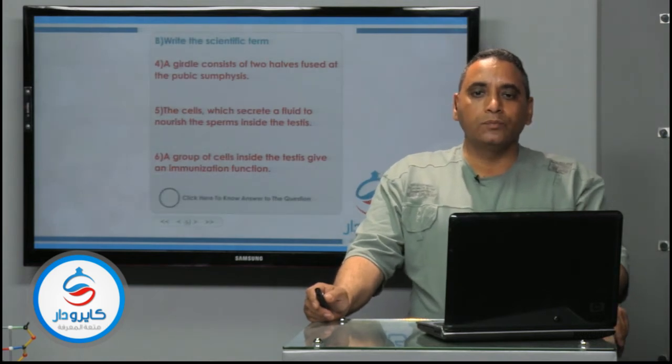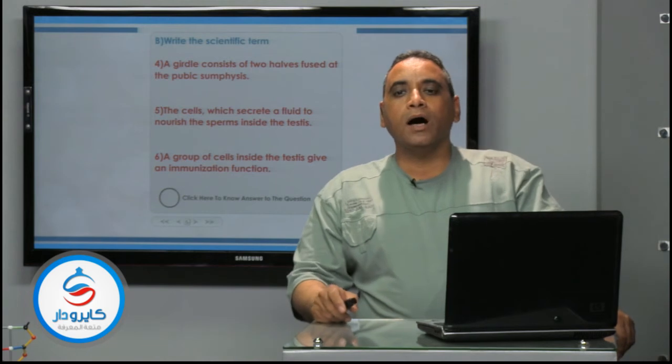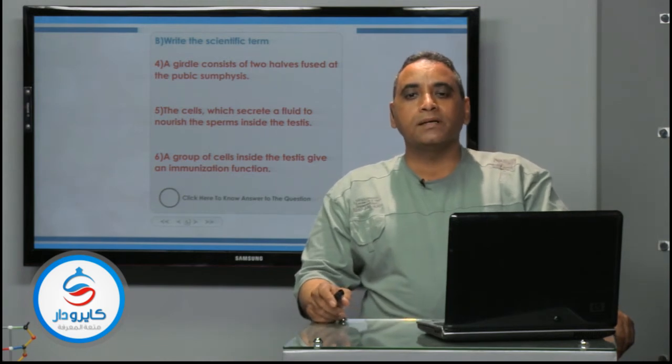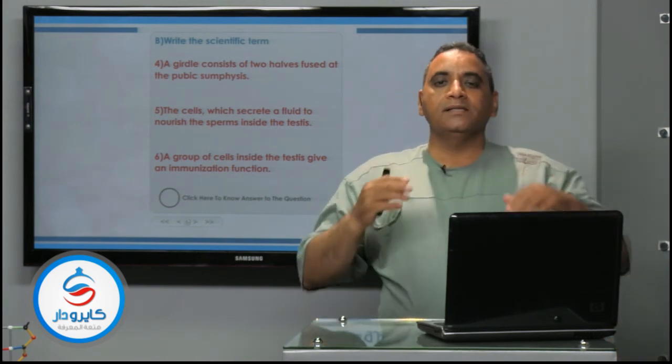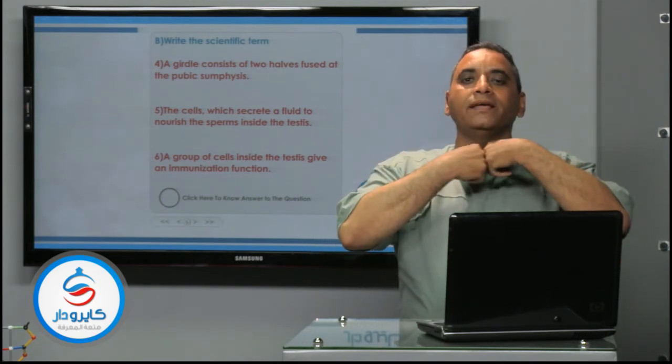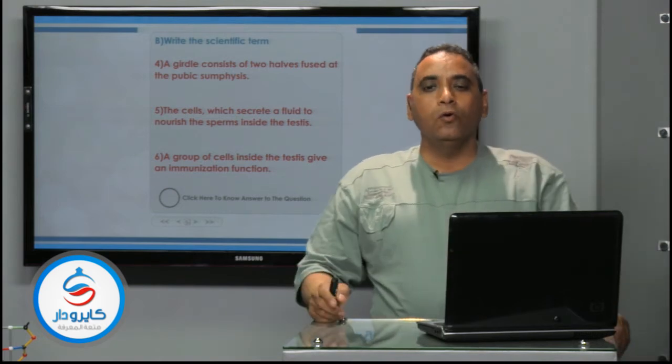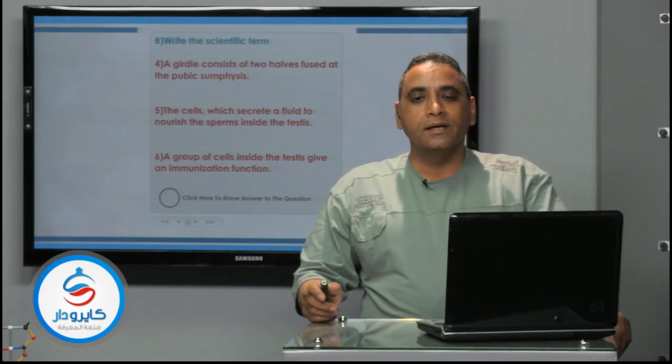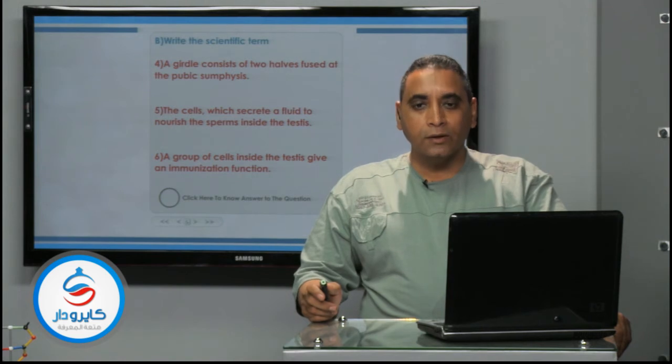Write the scientific term. A girdle consists of two halves fused at the pubic symphysis. Pubic symphysis means the pubis of one half and the pubis of the other half, located at the ventral side of the pelvis, which is called the pubic symphysis. So the girdle is the pelvic girdle.